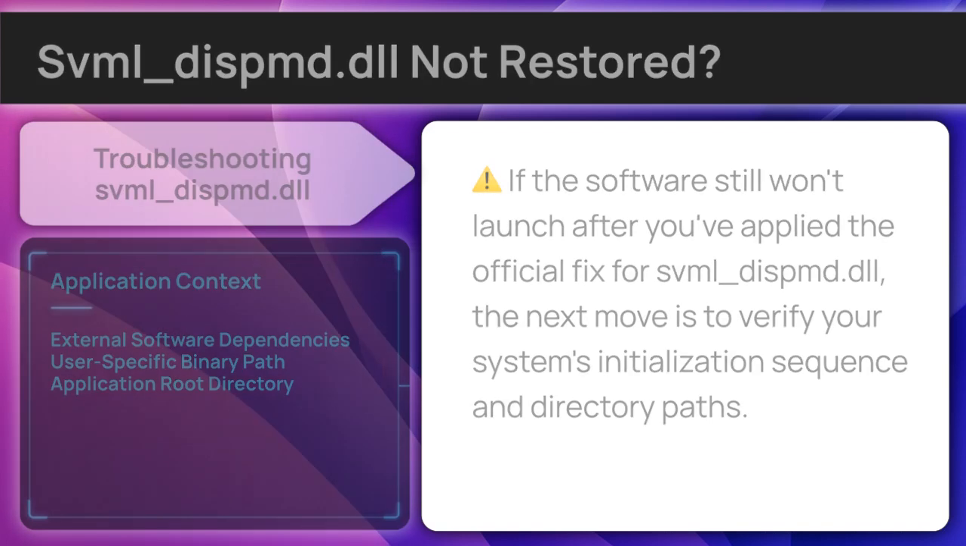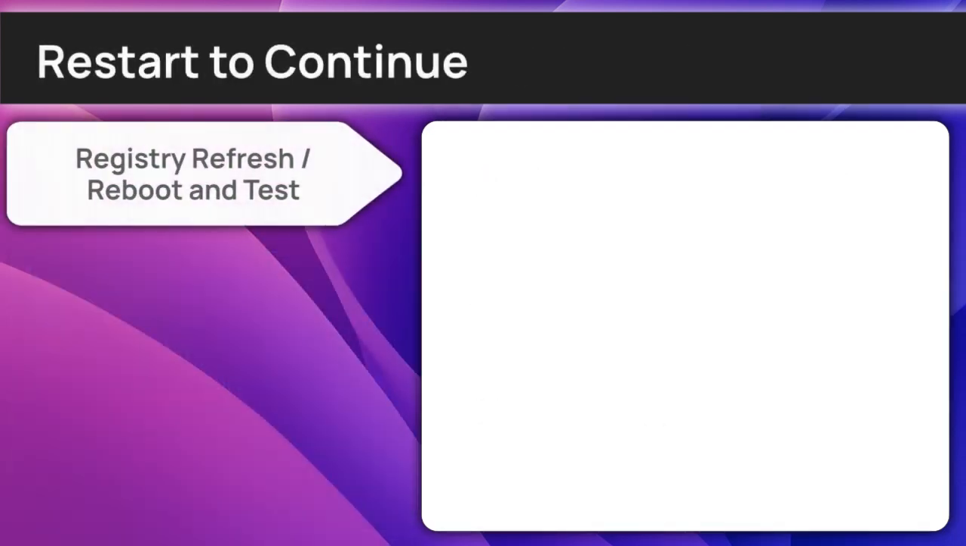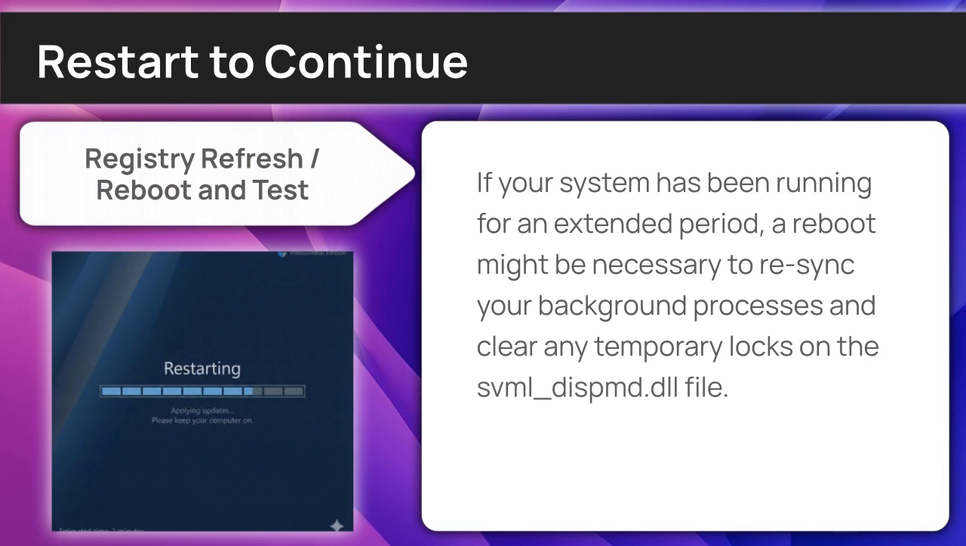Performing a restart can determine if the error is just a transient environment glitch. A reboot refreshes your system's path variables and can sometimes reestablish a broken link to the SVML dispmd file.